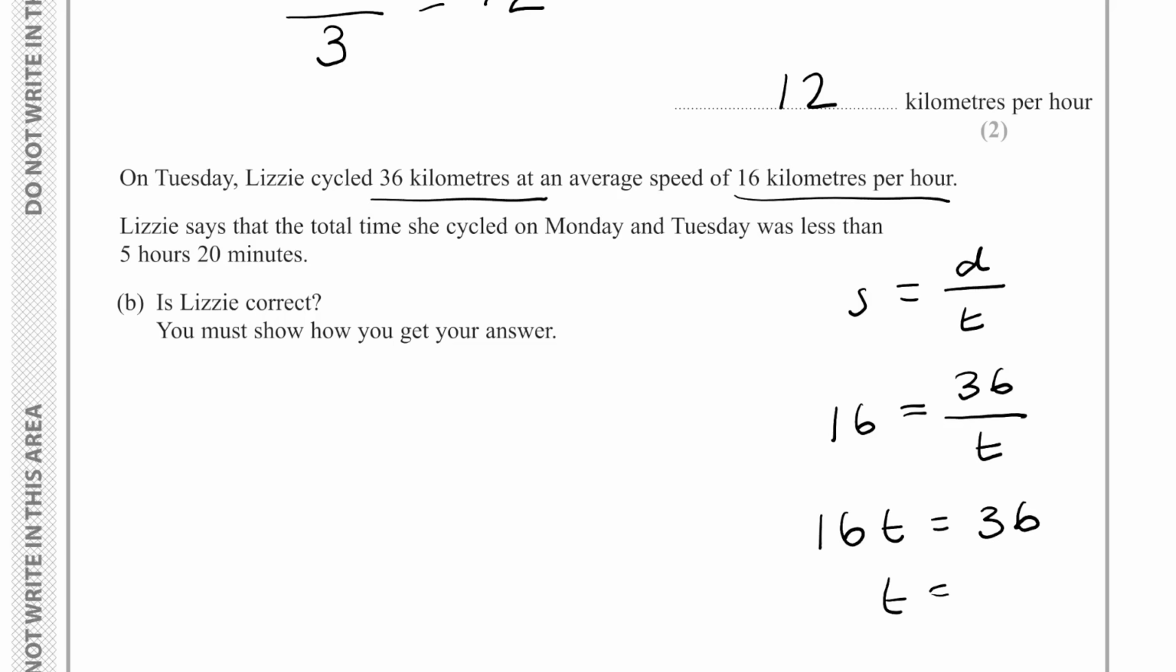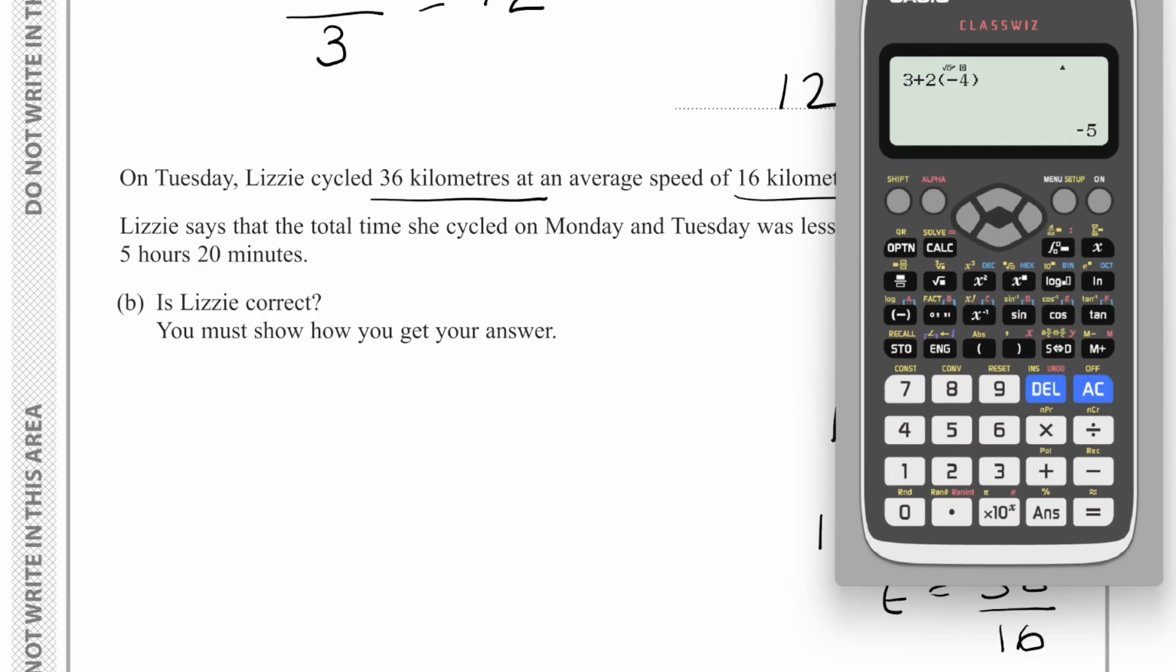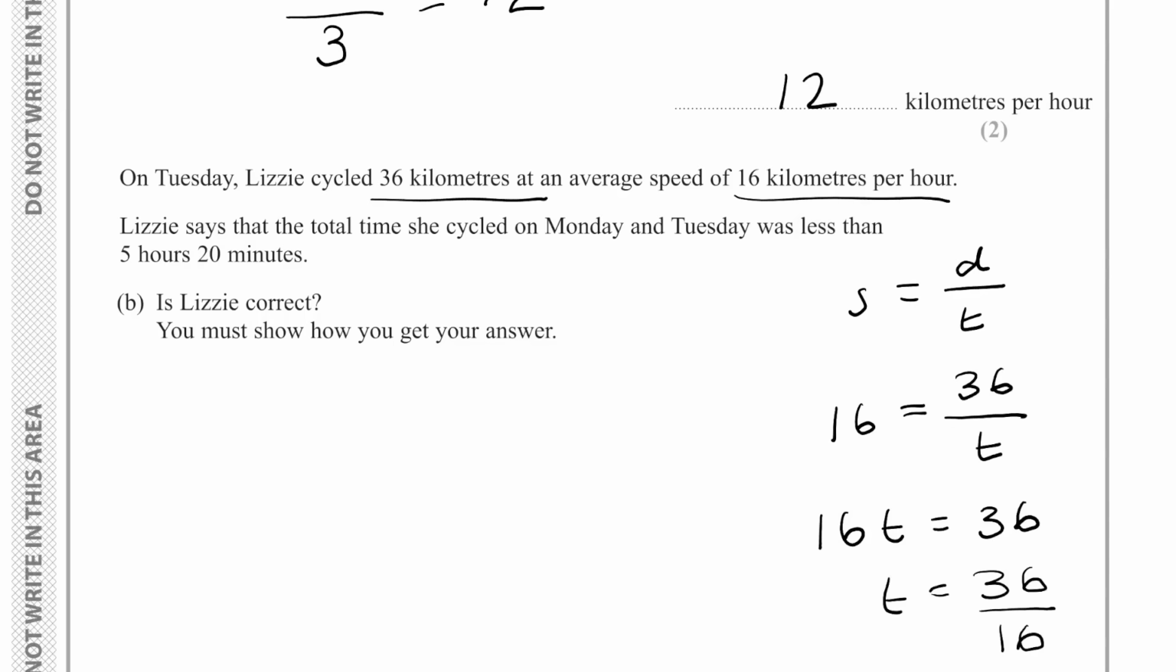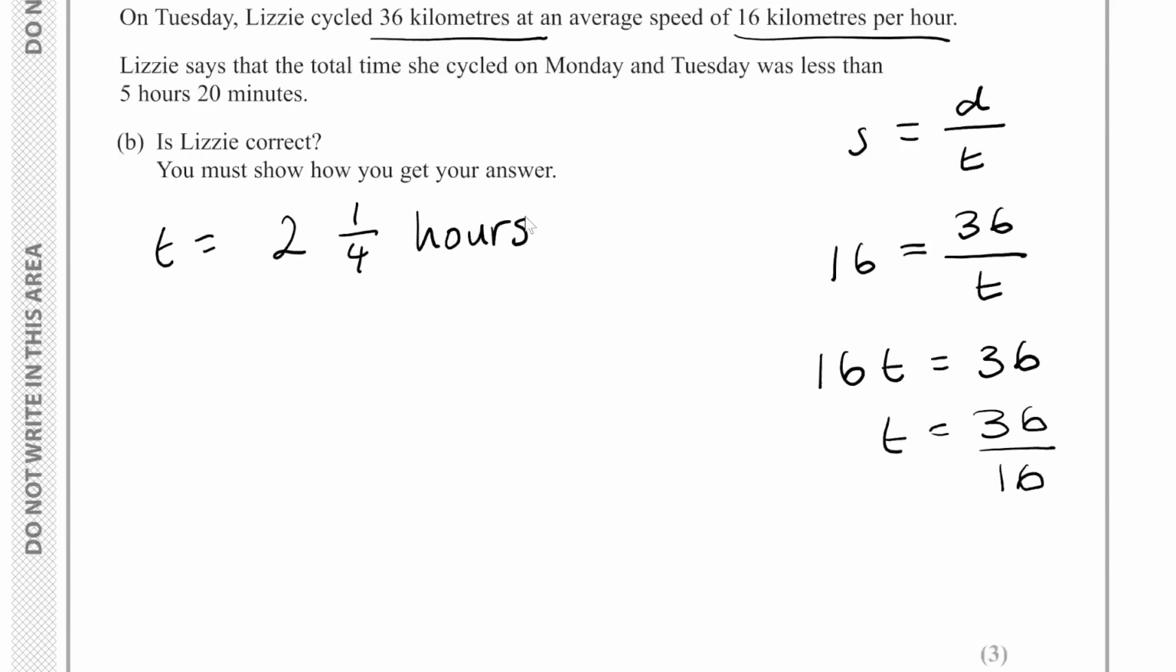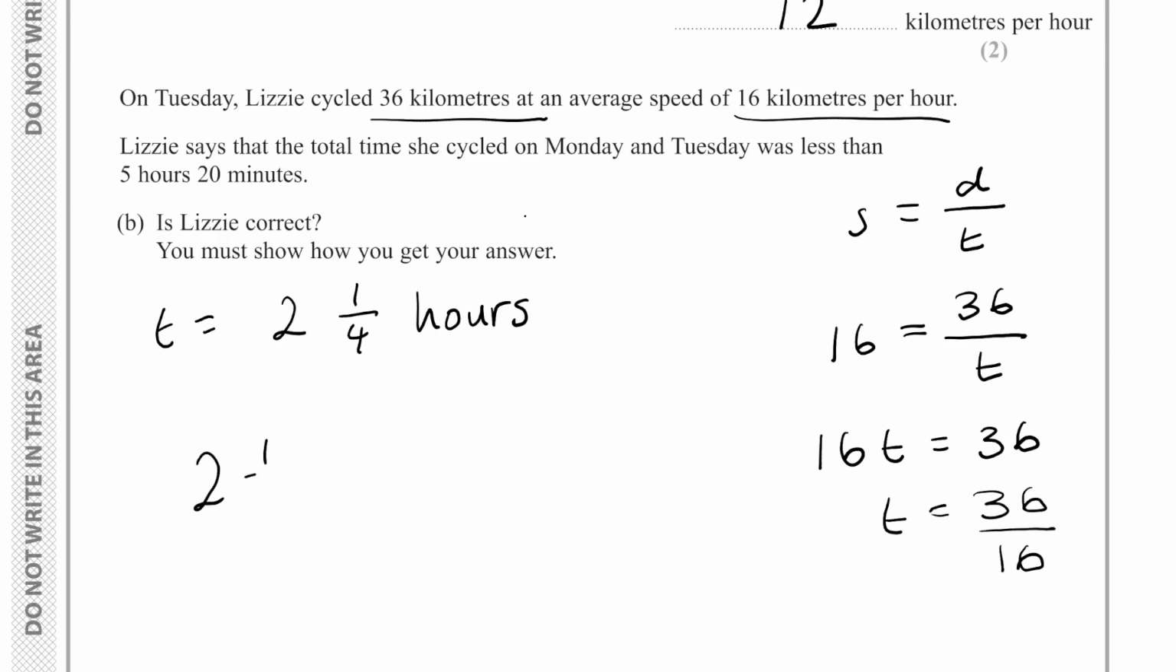And to solve that, to get rid of a times, we do a divide. It's 36 divided by 16. 36 divided by 16 is 2.25, 2.25 hours. So the time is 2.25 hours. And we need to add that on to the 3 hours on Monday. So 2.25 plus 3 is 5.25 hours. That's the total time.